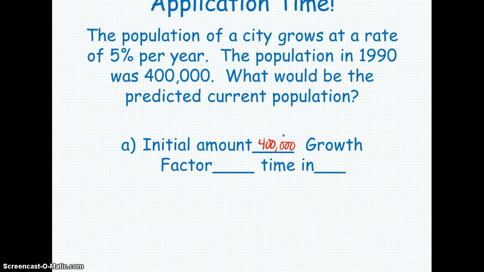The growth factor in this is that 5% per year. But since it's growing, we know that we have 100% of our population plus 5 more percent. So we can write that as 105%, or in our function, we'll represent that as 1.05. Remember, with percentages, we move the decimal point back 2 places. Our time is in years.